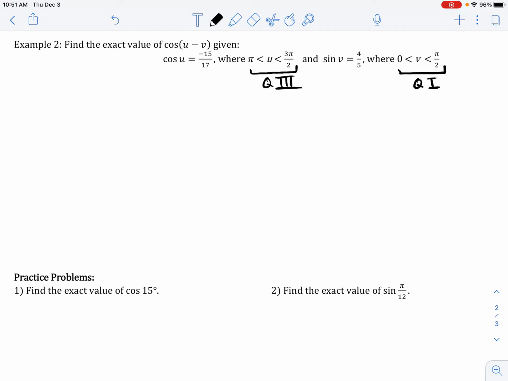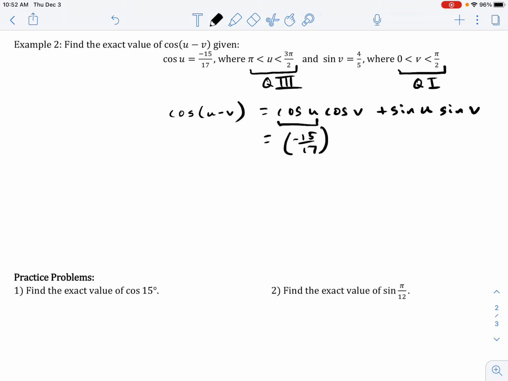So the problem is giving us two different trig function ratios, and they're asking us to find the value of cosine of u minus v. So what we're going to say is cosine of u minus v, using our difference formula, is equivalent to cosine of u, cosine of v, plus the sine of u, sine of v. Well, let's start filling in what we know. We know that the cosine of u is given to us, and that's negative 15 over 17. What we don't know is what the cosine of v is. We know what the sine of v is, but we don't know what the cosine of v is.